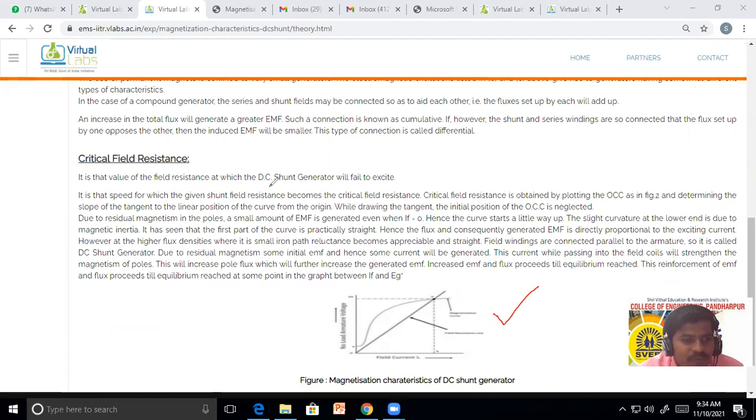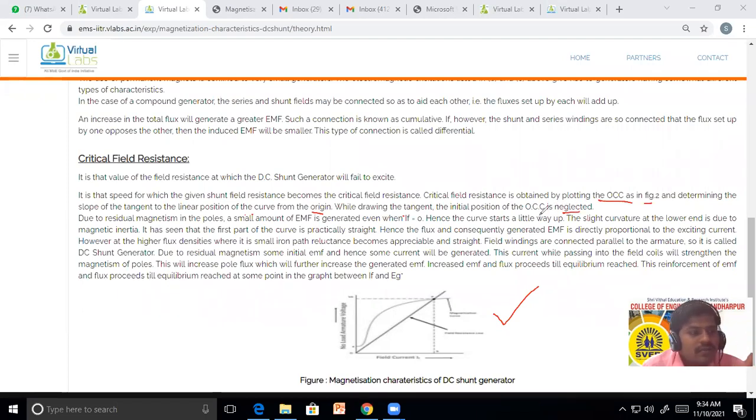It is the speed for which the given shunt field resistance becomes the critical field resistance. The critical field resistance is obtained by plotting the OCC characteristics, or magnetization characteristics, and determining the slope of the tangent. If we determine the slope of the tangent to the linear portion of the curve from the origin, then the critical value of resistance can be obtained. While drawing the tangent, the initial portion of the OCC can be neglected.